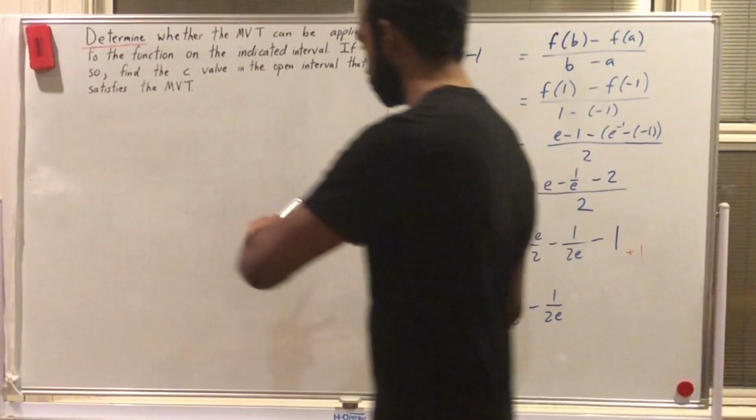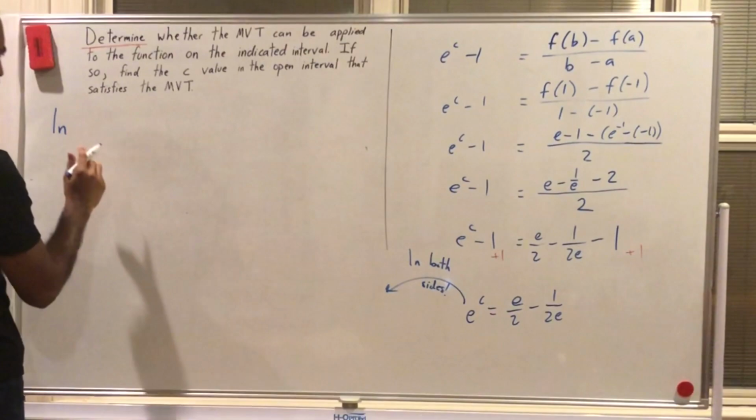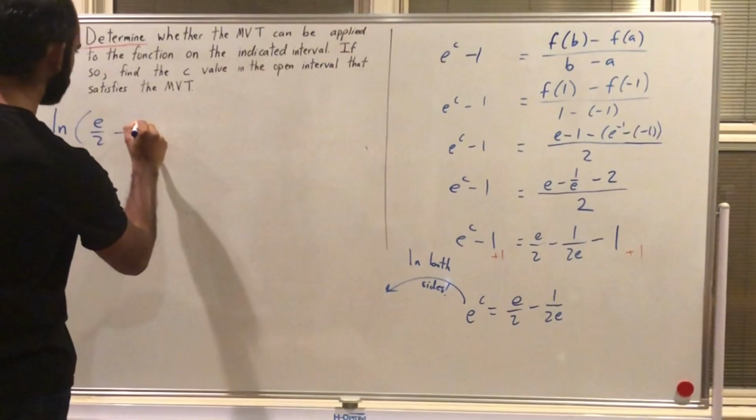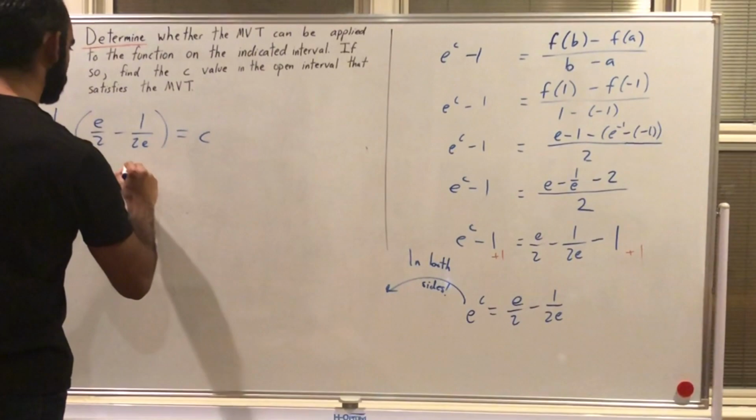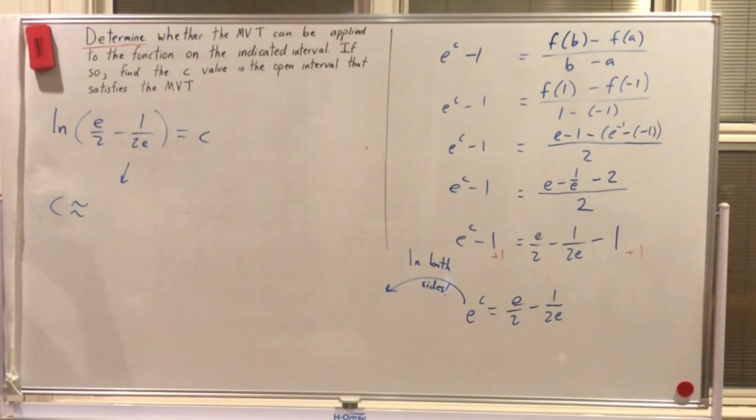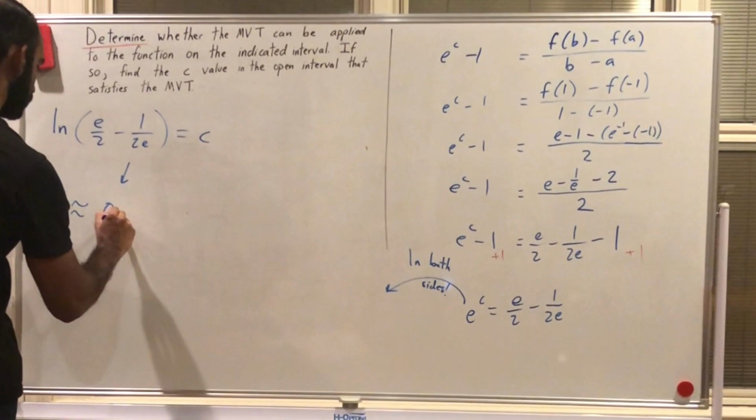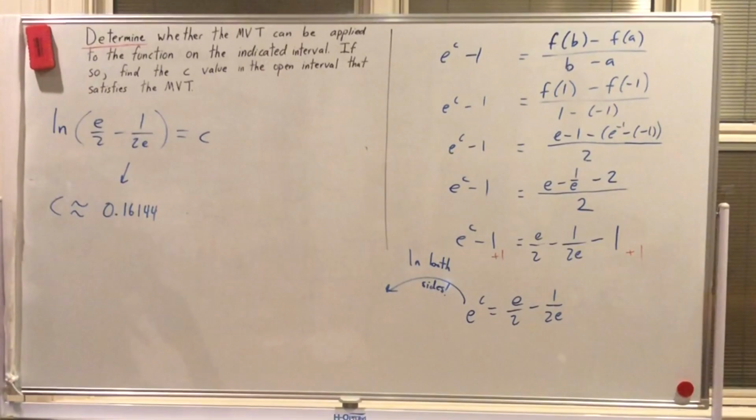So, the natural log of this is what C is. So someone with a calculator help me out. What is C approximately? I got 0.16144. 0.16144? Yep. Okay. I guess that kind of makes sense.